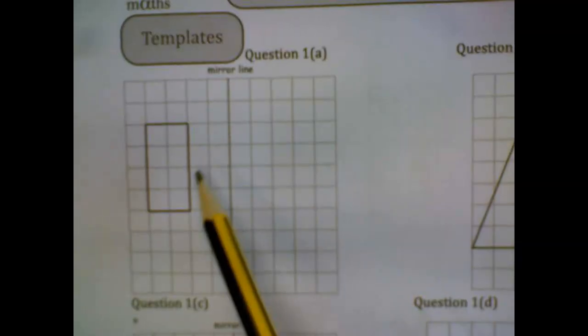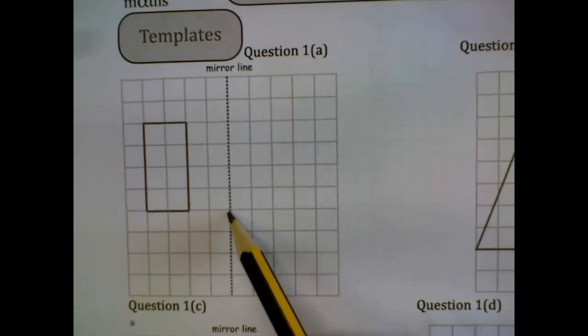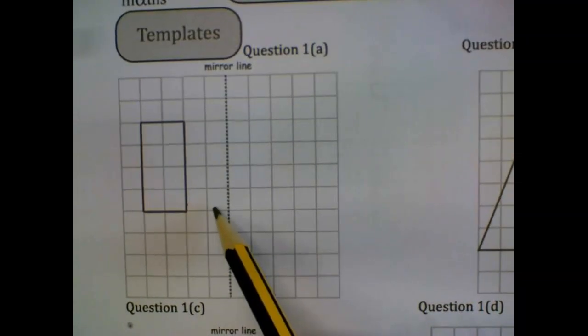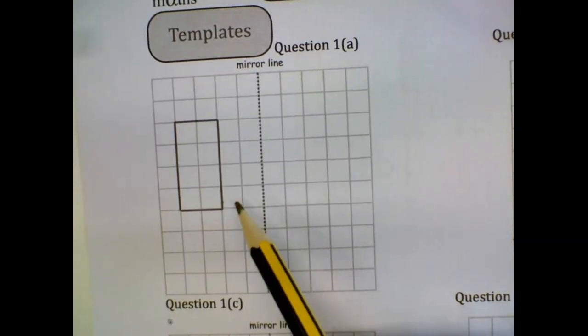So the first one, I need to reflect this rectangle in the mirror line. We can see the mirror line is there. The beauty of a mirror line is everything is the same distance from the mirror line as it is from the everything in the image. So that means the new shape is going to be the same distance from the mirror line as the original was. For example, this point here is 2 away from the mirror line, so 1, 2. So 1, 2 from the mirror line is where that's going to end up.